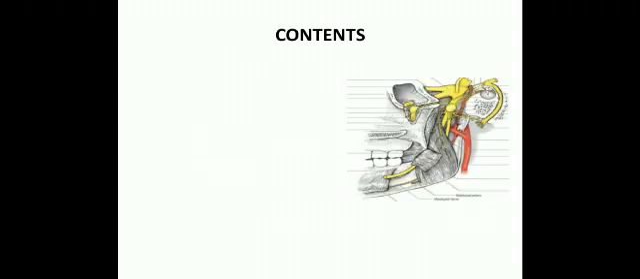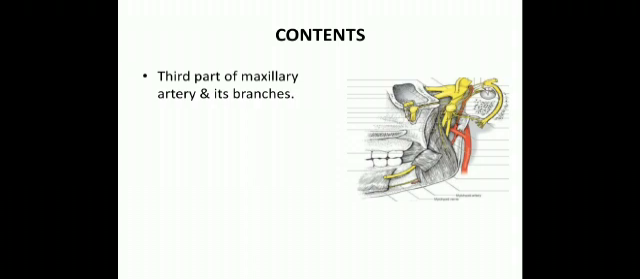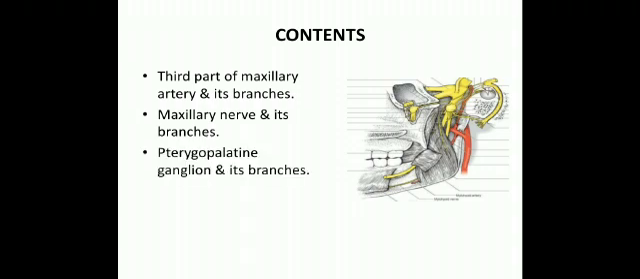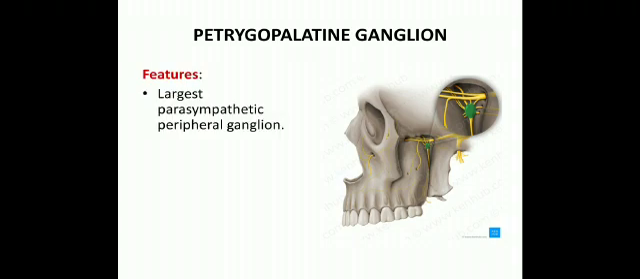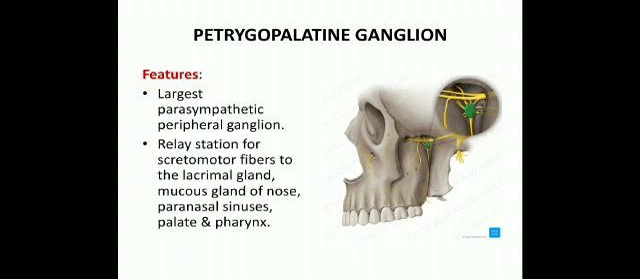The contents of the pterygopalatine fossa include the third part of the maxillary artery and its branches, the maxillary nerve and its branches, and the pterygopalatine ganglion and its branches. Now, we will discuss the pterygopalatine ganglion. It is the largest parasympathetic peripheral ganglion. It is the relay station for the secretomotor fibers to the lacrimal gland, the mucous glands of the nose, the paranasal sinuses, the palate and the pharynx.